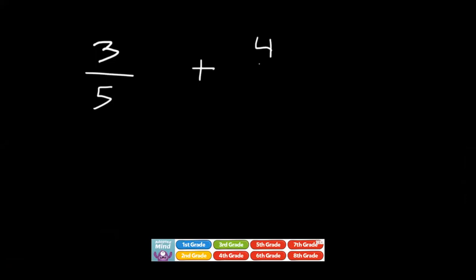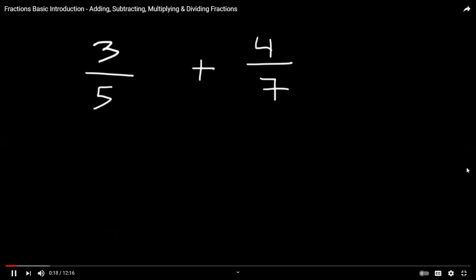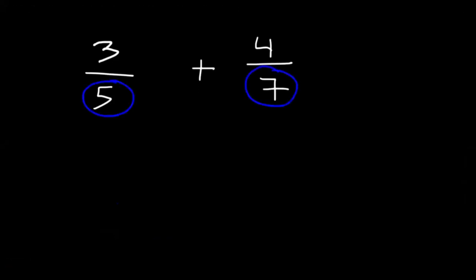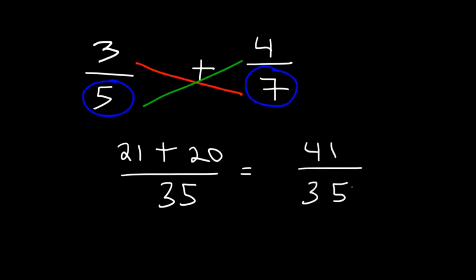In this lesson, we're going to focus on adding and subtracting fractions. Let's say we have 3 divided by 5 plus 4 divided by 7. How can we add these two fractions? Well, here's a simple technique. First, multiply 5 and 7. This will give you a common denominator of 35. Next, multiply 3 and 7. 3 times 7 is 21. And also, there's a plus in between. Multiply 5 times 4, which is 20. 21 plus 20 is 41. So the answer is 41 divided by 35.